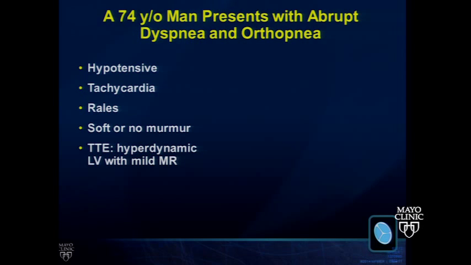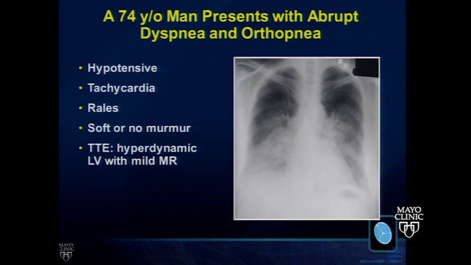So what I want to start with is to show you this case right here of a 74-year-old man who presents with acute dyspnea and orthopnea, hypotensive tachycardia, just a sick patient in the ICU. Not much of a murmur, TTE shows a hyperdynamic LV, and he has this type of a chest x-ray.